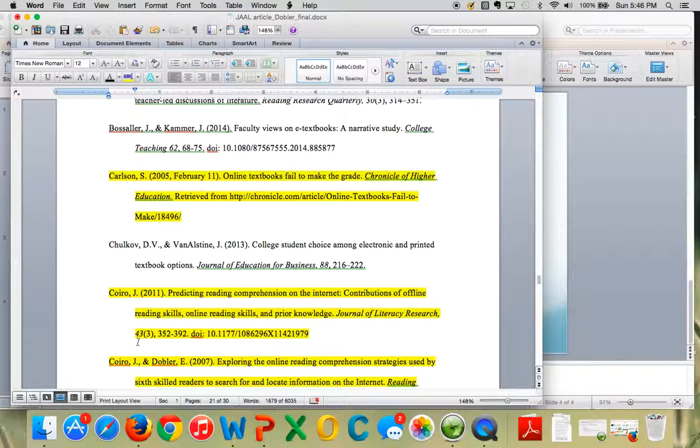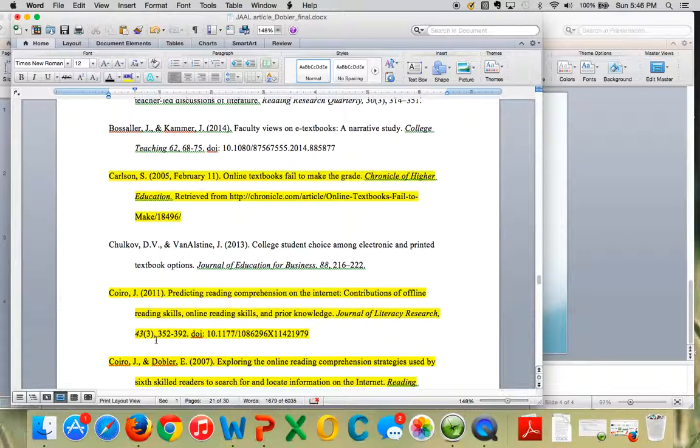After the name of the journal, comma, then comes the edition, and then in parentheses comes the issue. Now here's a little thing that will set you apart from really good APA style knowledge. The edition is in italics. The issue is not in italics. So see if you can remember that.